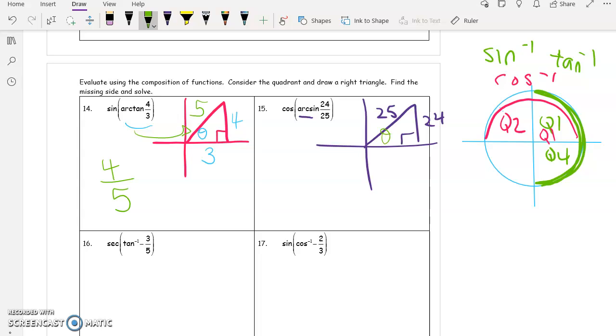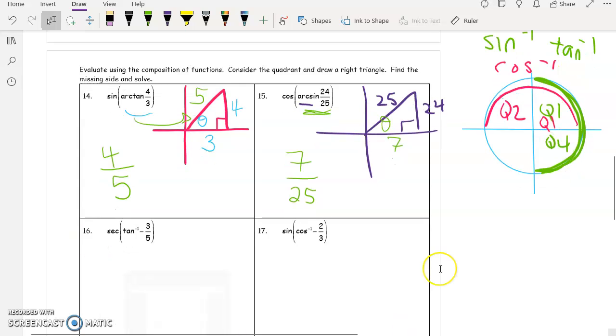So whatever 25 squared minus 24 squared is, is 49, so the square root of 49 is 7. All right, and now we are going to find the cosine of this angle. So in this triangle, cosine is 7 over 25. So inside the parentheses, you're just setting up your triangle. Outside the parentheses, you are finding what that answer is.